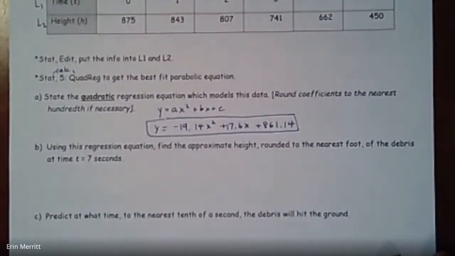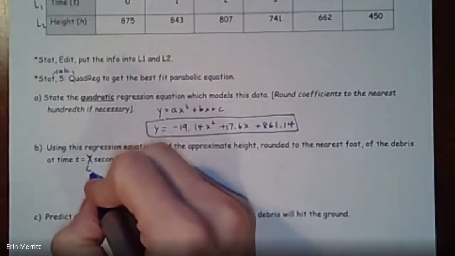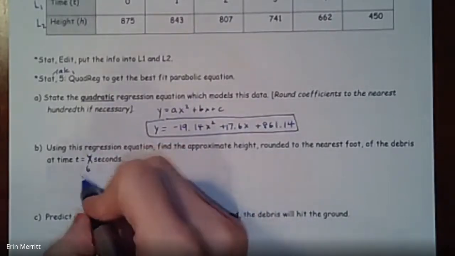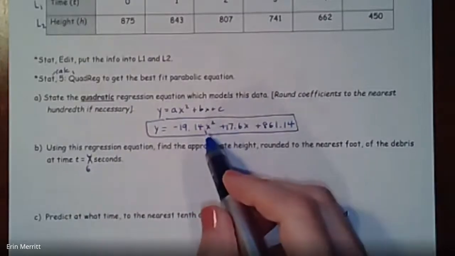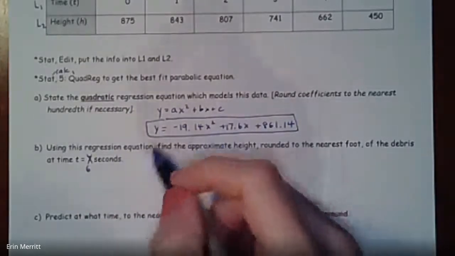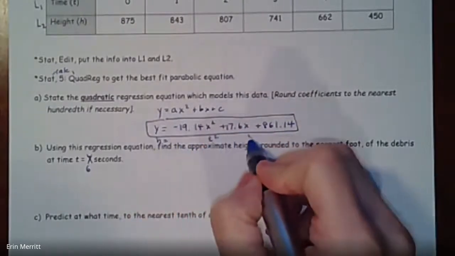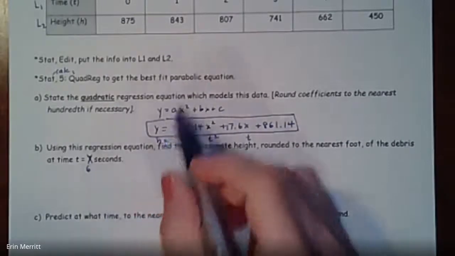It says use the regression to find the approximate height, rounded to the nearest foot, of the debris at time equals 7 seconds. Let's change that. Let's make it 6 seconds here. And so then all we'd have to do is plug in t equals 6, or I should say, based on the way I wrote it, x equals 6. But this really should have been h, and then these should be t's. Same difference, not a big deal, but I just want to make sure to connect it to the question here.